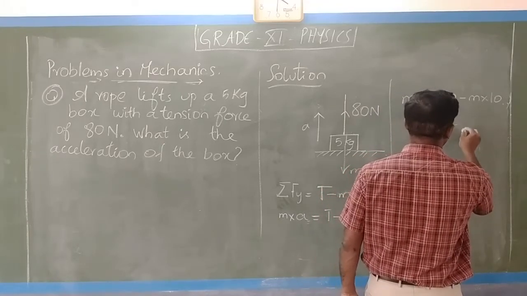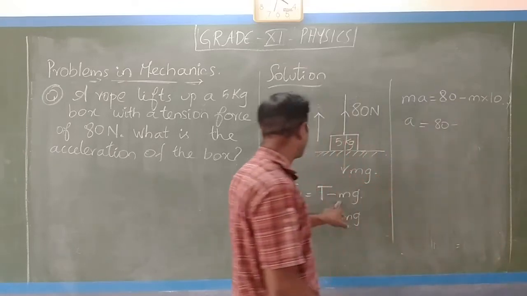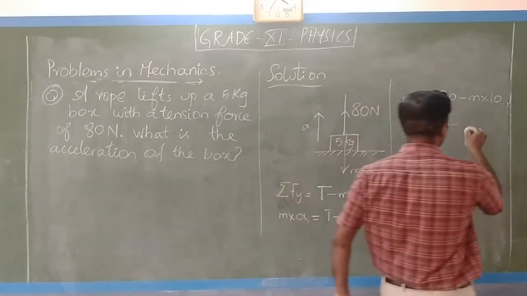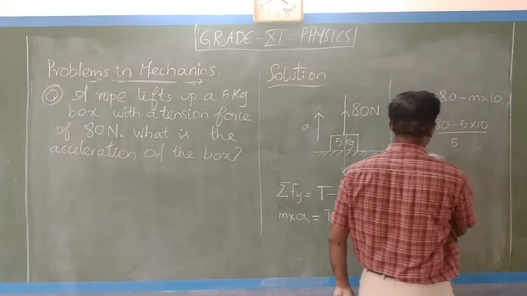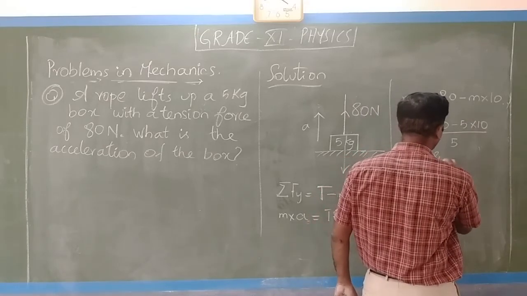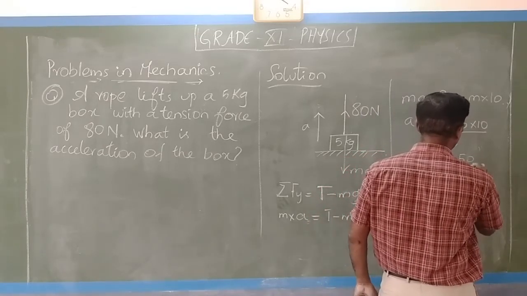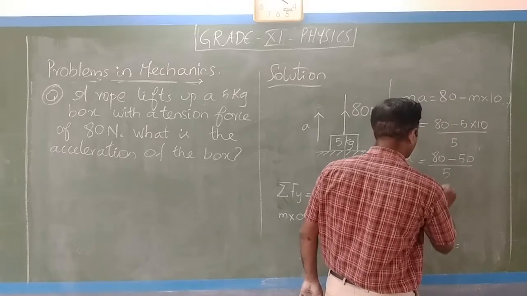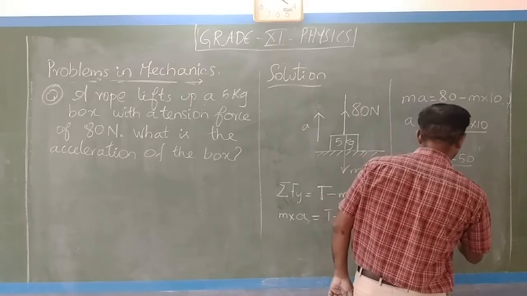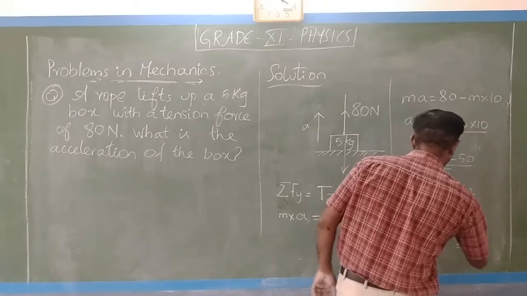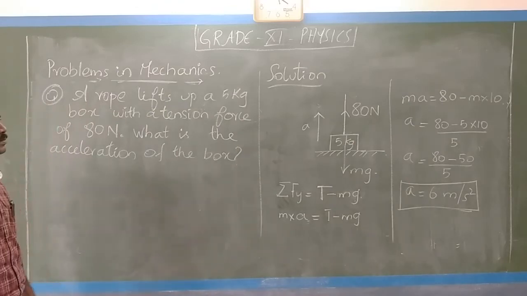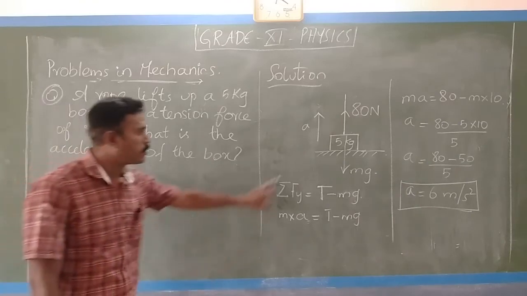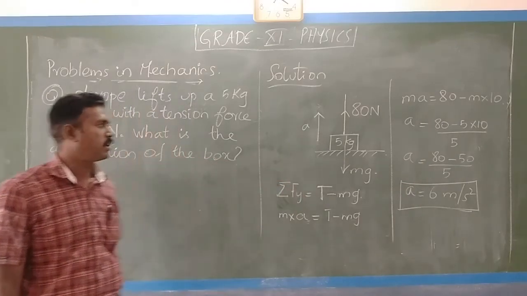Yeah, 80 minus, what is the mass here? 5 kg. 5 into 10, divided by 5. So the value of a is 80 minus 50 by 5. That is 36 meter per second square. So draw the diagram with the directions very clearly.